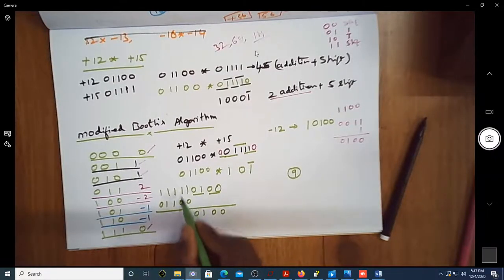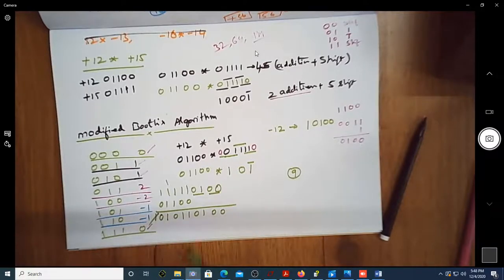Then you have a 1 here, you have a 1 here. 1 plus 1 is 0 with a carry 1. It is now 3 ones, which means it is a sum with a carry 1. Then 1 plus 1 is 0 with a carry 1. You can see now this is the 10th bit.